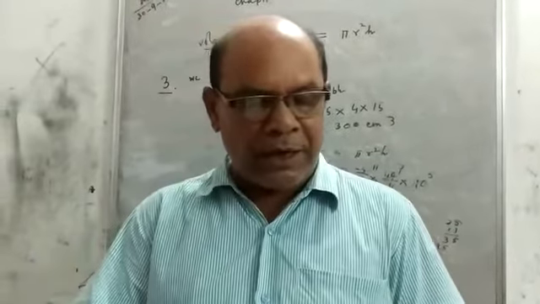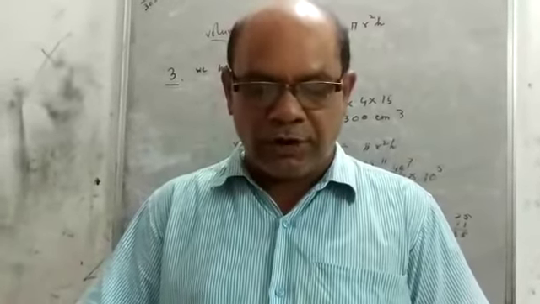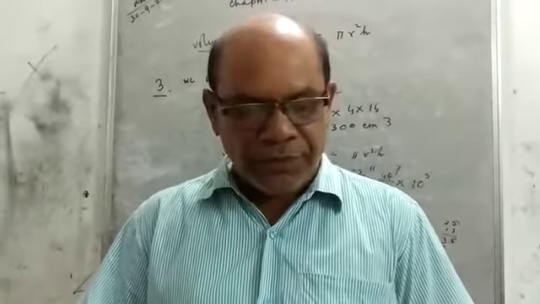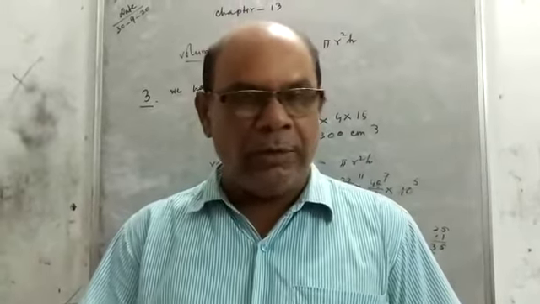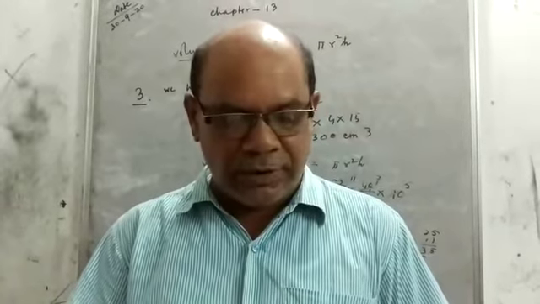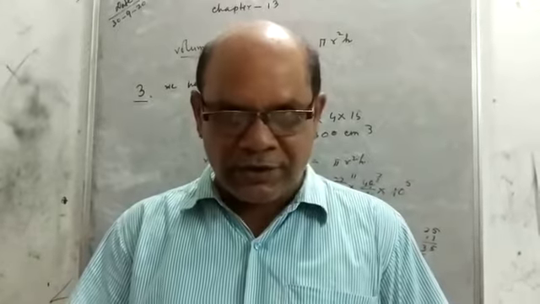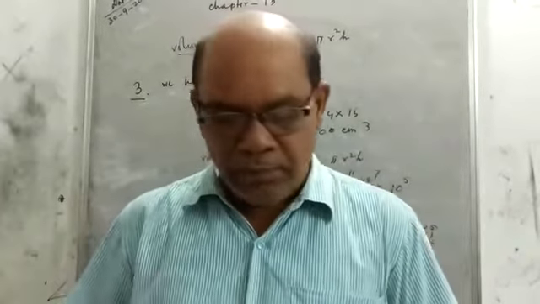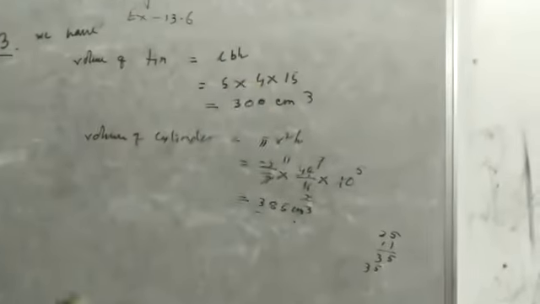Then the next question, they have given: if the lateral surface area of a cylinder is 94.2 centimeter square and its height is 5, then find the radius of its base and its volume. Use pi equal to 3.14. So here the lateral surface area is given. From that we will find the radius, and then we will find the volume. But here we will use pi equal to 3.14.